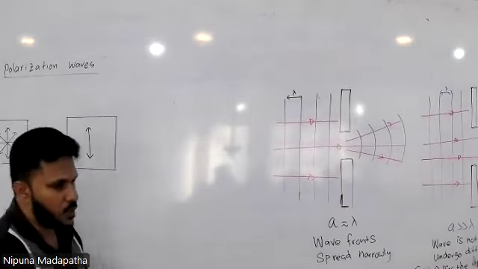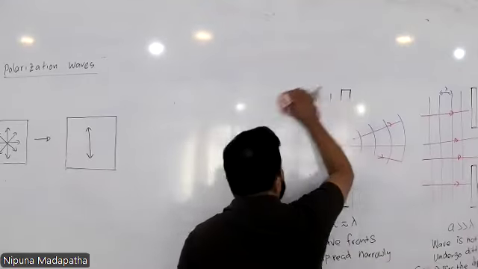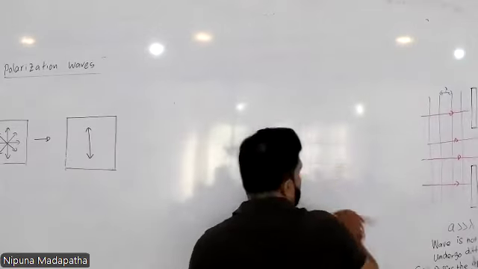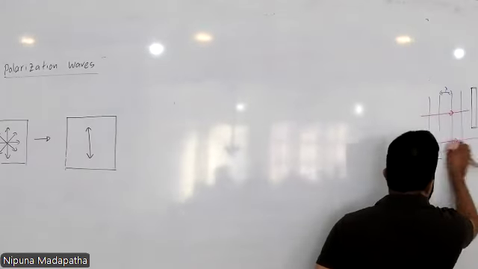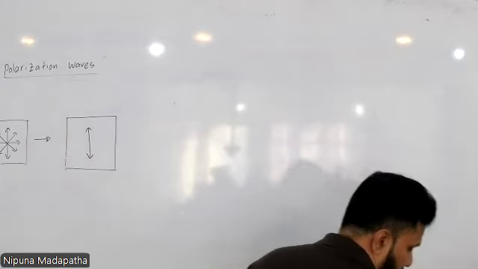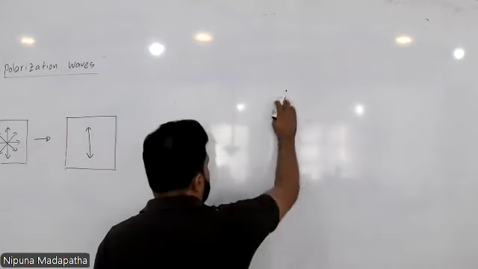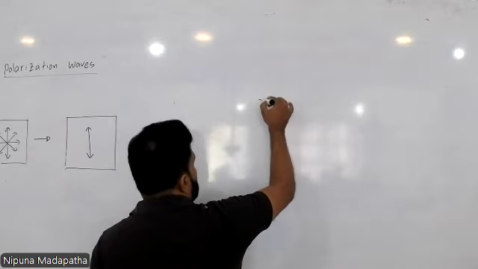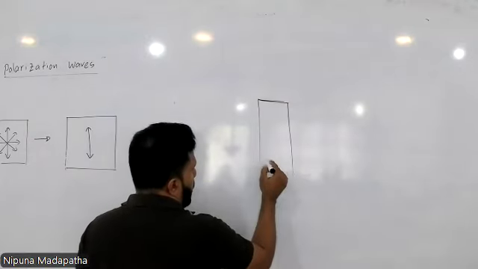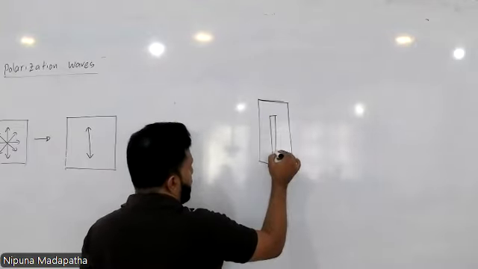Right? So you can demonstrate the polarization of mechanical waves by using a small activity. Suppose we make a slit using a cardboard sheet. We make a slit on a cardboard sheet. It's a narrow vertical slit.